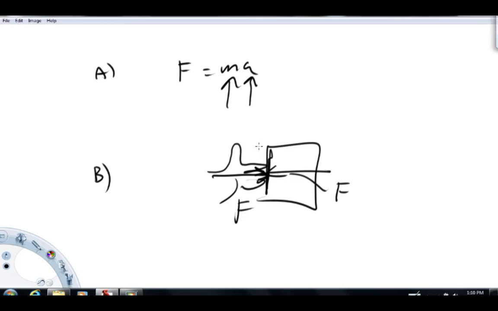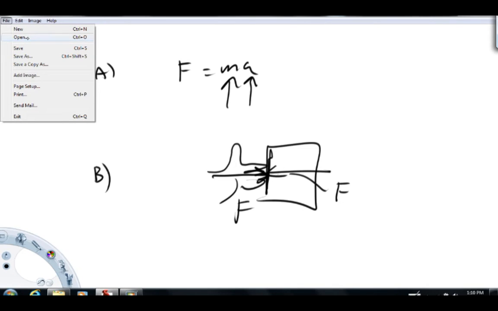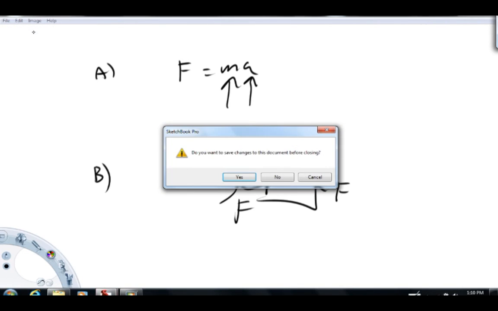All right, let's talk about number 7. Let me get a new sheet here. In number 7, it says a sprinter with a mass of 84 kilograms accelerates from 0 to 6 meters per second in 2 seconds.